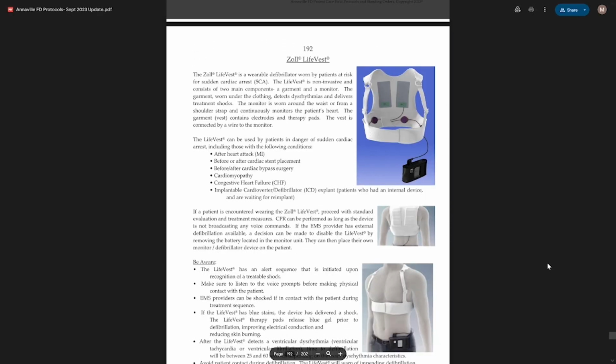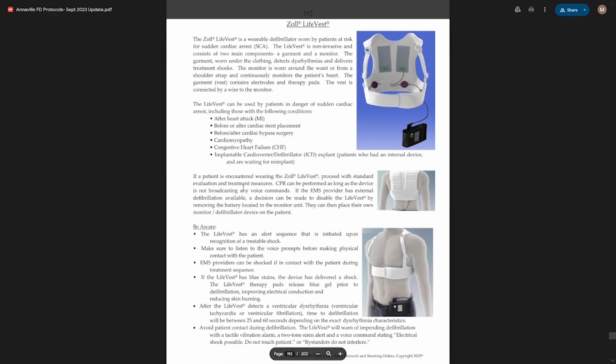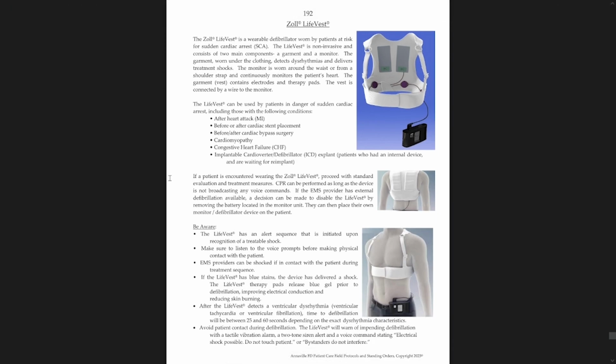This is a Zoll LifeVest. I'm going to skip this part. However, if a patient is encountered wearing the Zoll LifeVest, proceed with standard evaluation and treatment measures. CPR can be performed as long as the device is not broadcasting any voice commands.